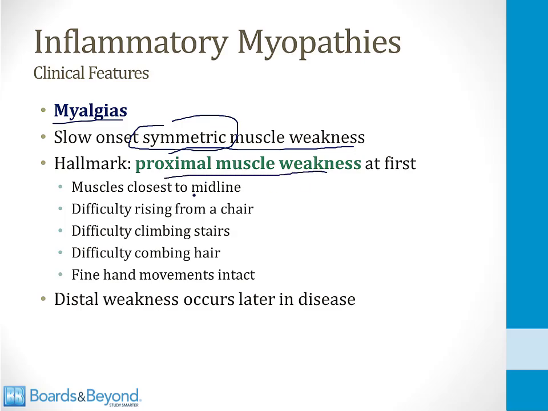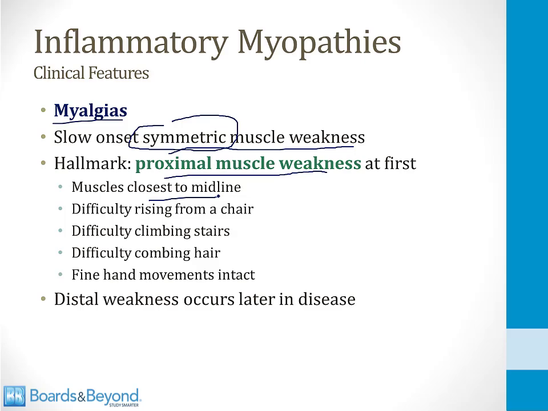So the proximal muscles are the muscles closest to the midline. These are the same muscle groups that are affected in polymyalgia rheumatica. But remember, in polymyalgia rheumatica, there is no muscle weakness and no muscle inflammation. That's how you can distinguish the inflammatory myopathies from PMR.